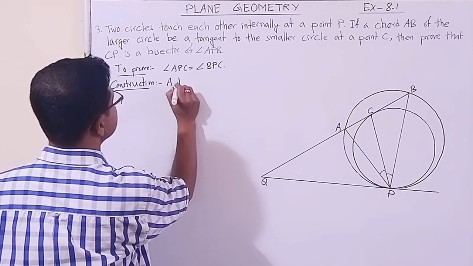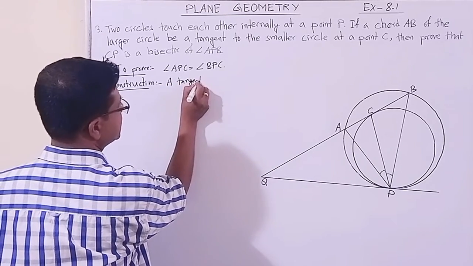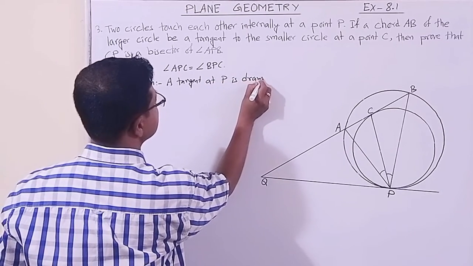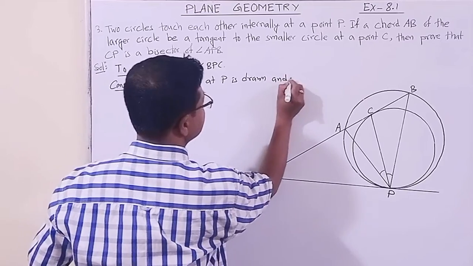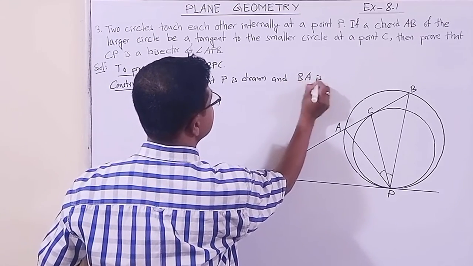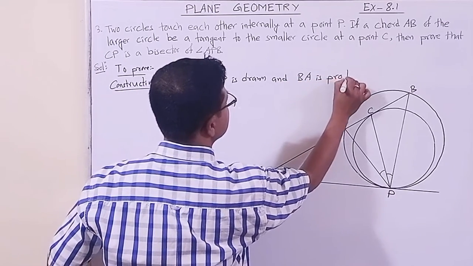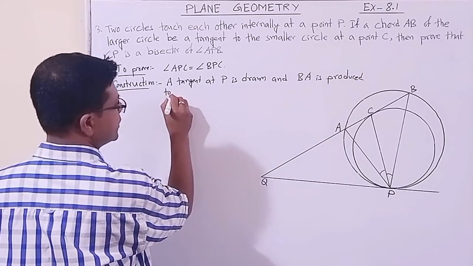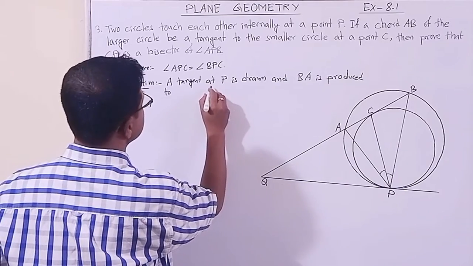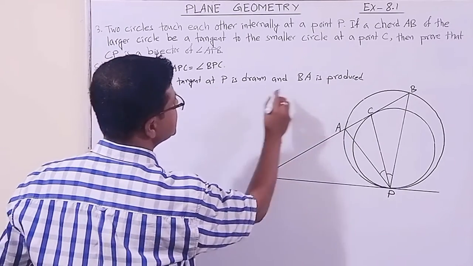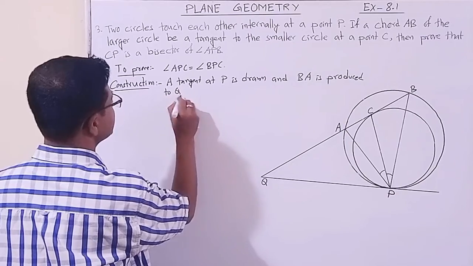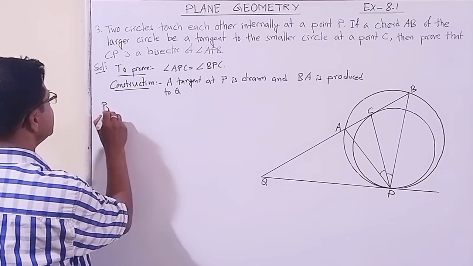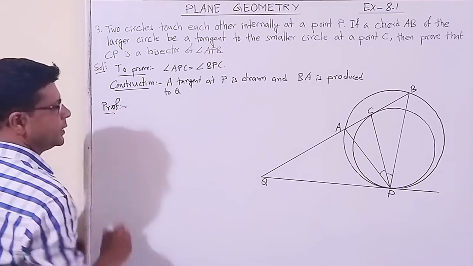Construction: a tangent at P is drawn and BA is produced to Q. This is the construction. Now let us prove. Proof is very simple. Do not worry about the proof.